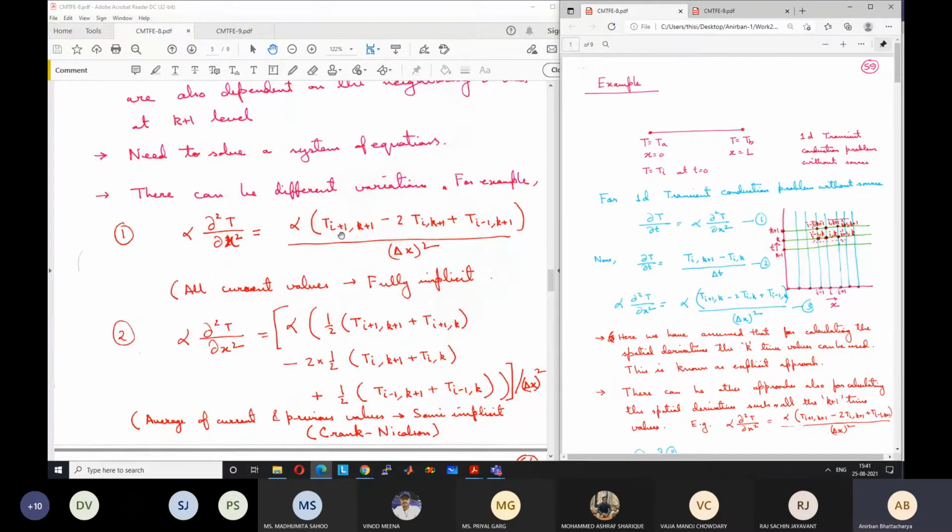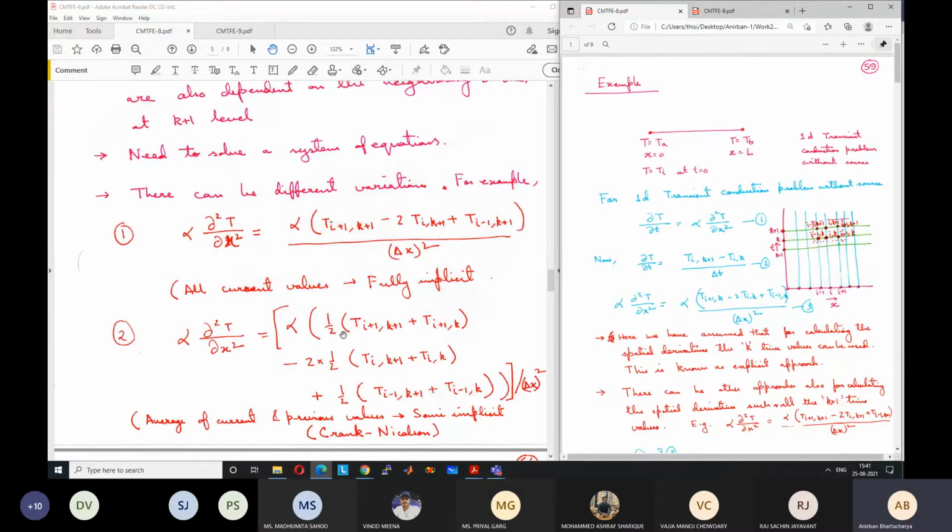alpha del square T del x square is equal to T_i^(k+1)... So this is the difference, T_(i+1)^(k+1) minus 2 T_i^(k+1) plus T_(i-1)^(k+1), by delta x square. Or we can take an average of the previous time step and the current time step.